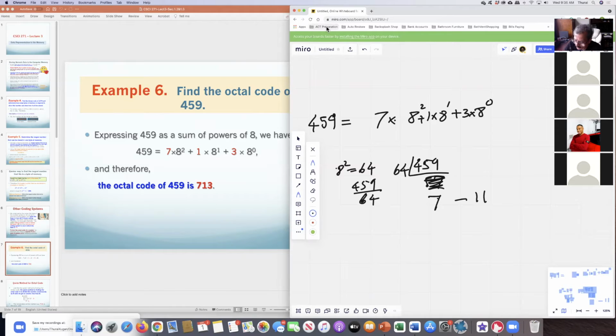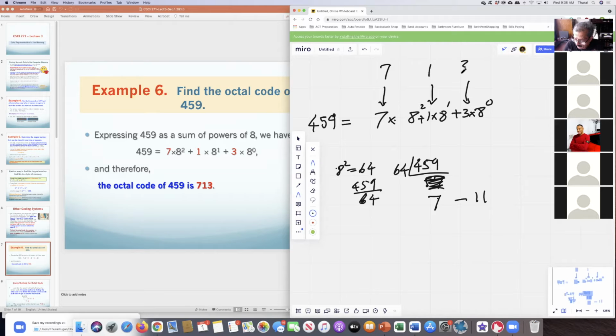Okay, so we have the expression. These digits that are in front of powers of 8 represent the code, 713. So that's the long way, but you don't have to do it this way. This tells you exactly what that means. The 713 is the octal code of 459. It's not seven hundred thirteen. The 7 doesn't represent 700s anymore, so it doesn't make sense to read it that way. It's seven-one-three. That's how you read it.